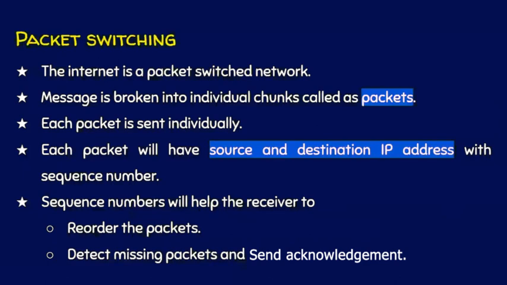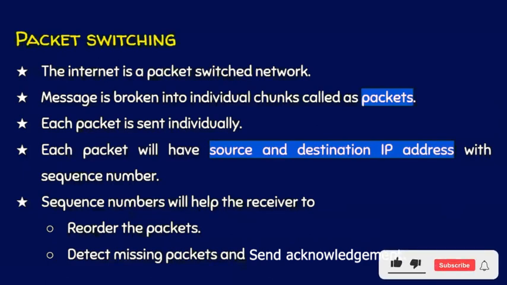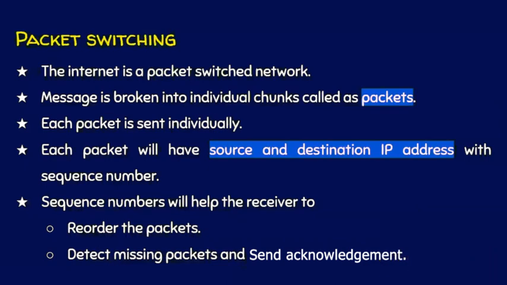Say for example, if packet number 5 is received, it will send packet number 5 is received as an acknowledgement to the sender. In case packet number 6 is not received by the destination, it will not send any acknowledgement to the sender. So the sender will wait for this acknowledgement for a certain period of time. If no acknowledgement is received for packet number 6, it understands that the packet may be lost, so it retransmits that packet. Sequence numbers will help the receiver to reorder the packets, to detect missing packets, and send acknowledgements.